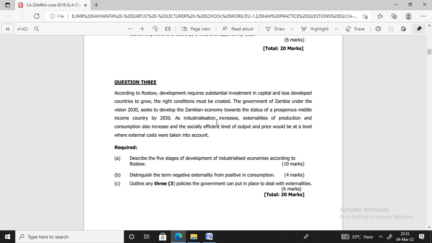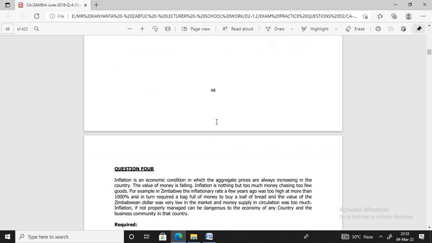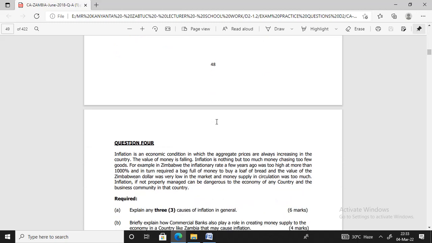So 3 factors or policies that government can put in place. Number 1 is charging taxes. Number 2, subsidize methods of production that minimize pollution. Number 3, give pollution permits, which limit the quantity of pollutants that each firm is allowed to emit. All right, that question is done, so we can look at question number 4.